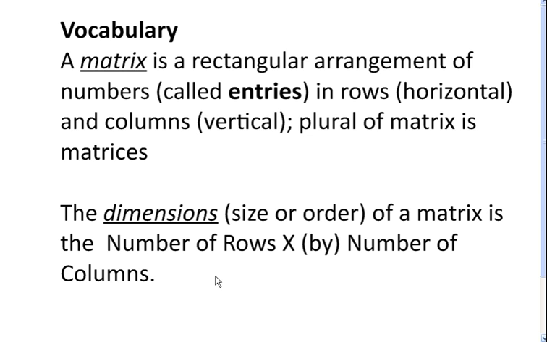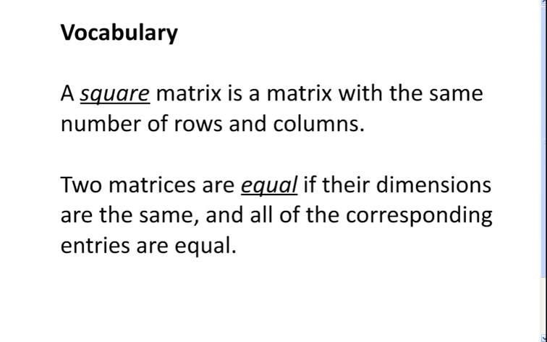And we usually write that, for example, 2 by 2, which is 2 rows by 2 columns. A square matrix is a matrix with the same number of rows and columns. Two matrices are equal if their dimensions are the same and all the corresponding entries are equal.